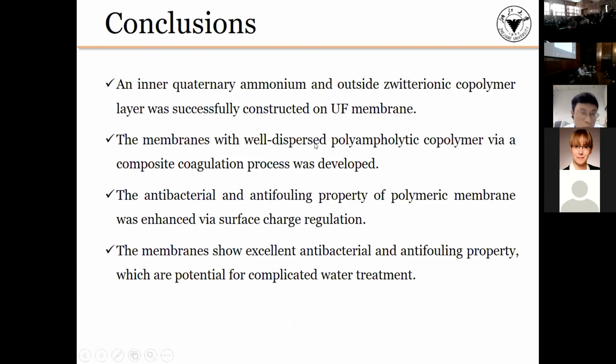Here are the conclusions. From our research, we successfully made the membrane with an inner quaternary ammonia and outside Zwitterionic copolymer layer. And we also made the membrane with a well-dispersed polyamphiphilic copolymer via a composite coagulation process. Then we can make the membrane antibacterial and antifouling by surface charge regulation. Our membrane shows very excellent antibacterial and antifouling properties, which is a potential for complicated water treatment.